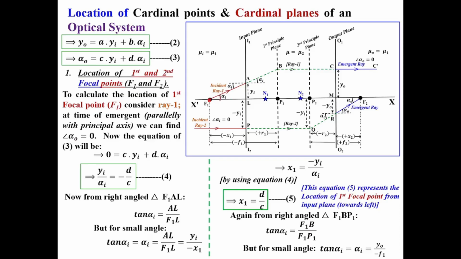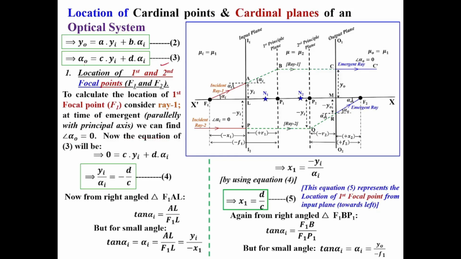So if this is your input angle alpha I, then what will be the angle between this emergent ray and principal axis? Both are parallel with each other. If it is so, then the angle between emergent ray and principal axis is 0, because both are parallel with each other. Hence alpha O angle is equal to 0. Now the equation number 3 will be here. This is your equation number 3, right?